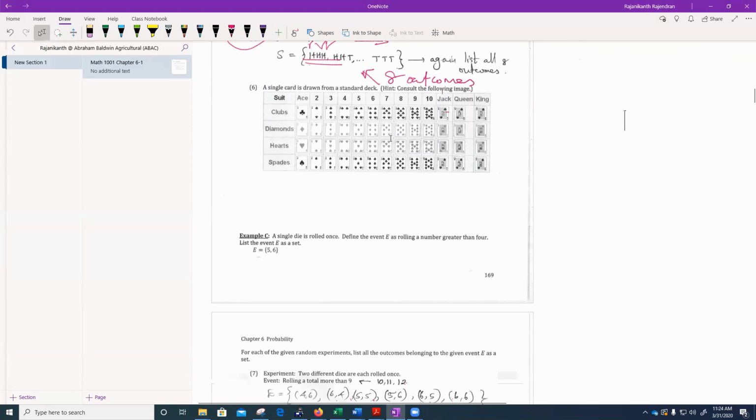Okay, we have seen number 6 problem again, right? In chapter 5, drawing a card from a regular deck of cards. So if you look at there, how many cards are there in total? So here my sample space is all the possible cards, right? So it should have how many cards? 52, right? So you should have 52 cards in total. So this is my sample space now.